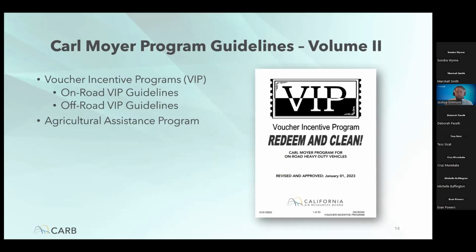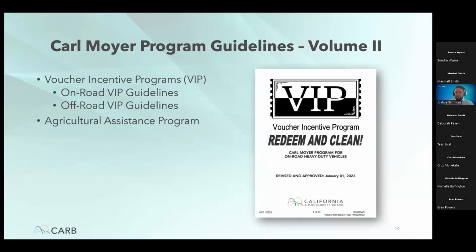The Agricultural Assistance Program allows air districts to use their AB 923 funds, also known as $2 DMV funds, which are non-Carl Moyer funds administered through the Carl Moyer program. These funds can be used for new purchases, retrofit, repower, or add-on of previously unregulated equipment for agricultural sources.